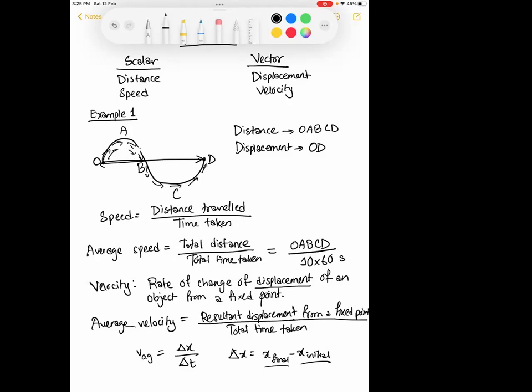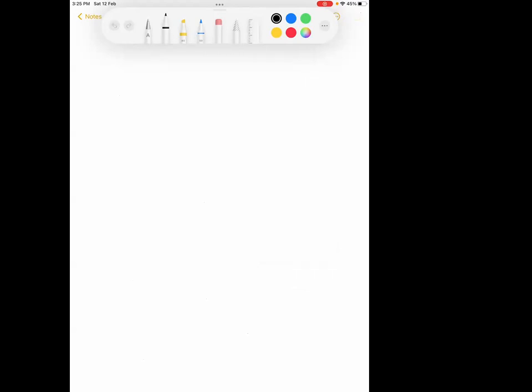Boom, done. Okay, great. Now, acceleration is also a vector quantity, okay? I have to mention the direction. So moving on.